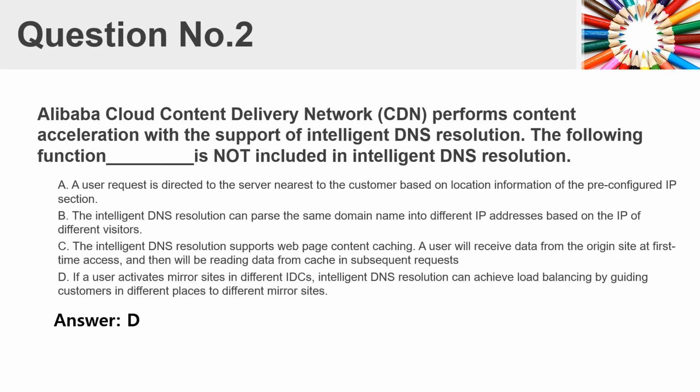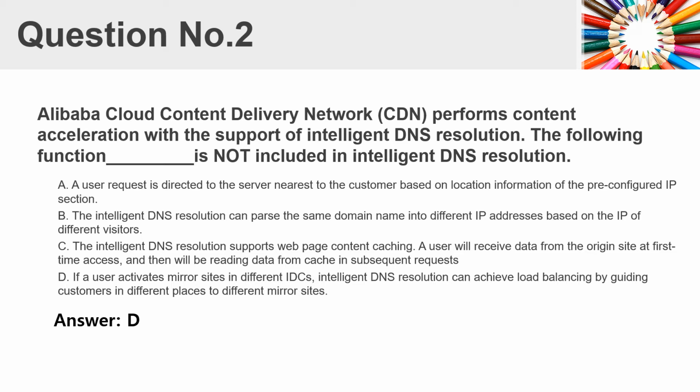Question number 2. Alibaba Cloud Content Delivery Network (CDN) performs content acceleration with the support of intelligent DNS resolution. The following function _blank_ is not included in intelligent DNS resolution. A. A user request is directed to the server nearest to the customer based on location information of the pre-configured IP section. B. The intelligent DNS resolution can parse the same domain name into different IP addresses based on the IP of different visitors. C. The intelligent DNS resolution supports web page content caching.